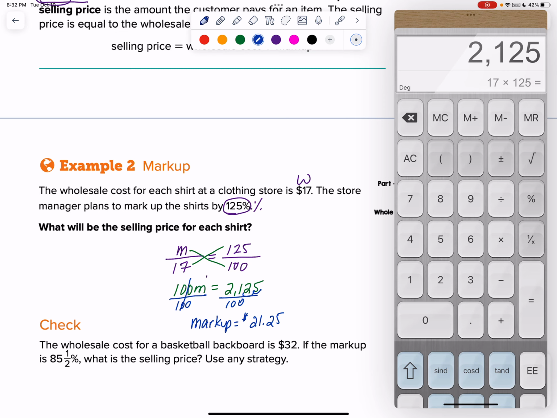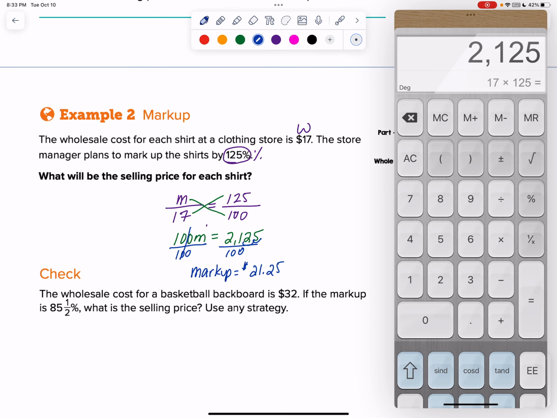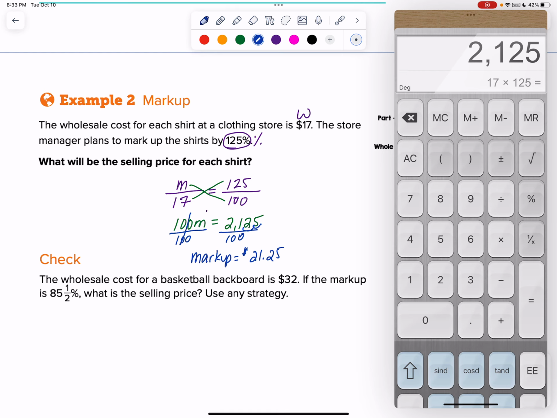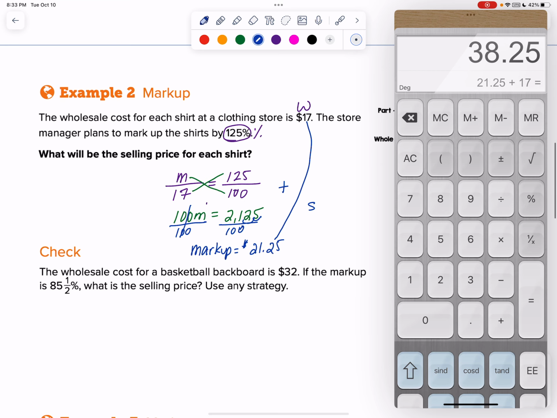Okay, and so that is a 125% markup. Okay, and what that means, though, is that's how much we're going to add on to the price. Okay, and that's our markup amount. Okay, so we take our markup amount and we have to add it to the 17. And so we end up with 21.25 plus the 17. And that gets us an overall sale price then of $38.25.